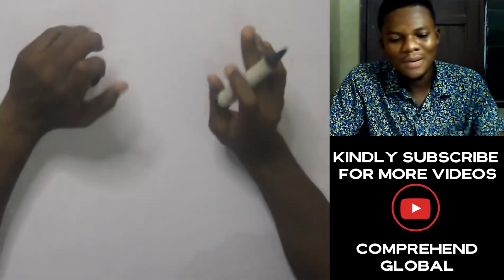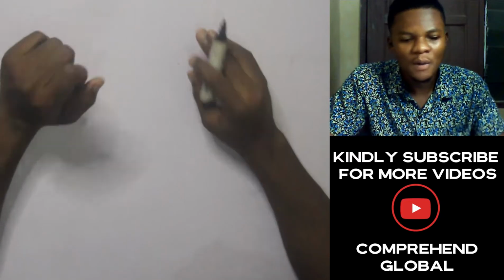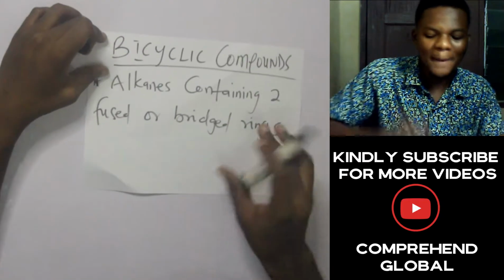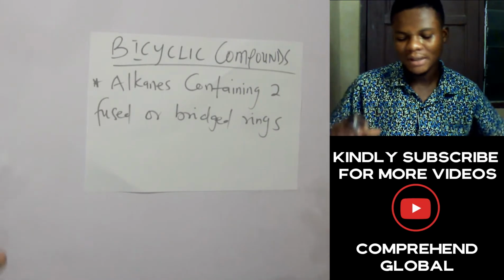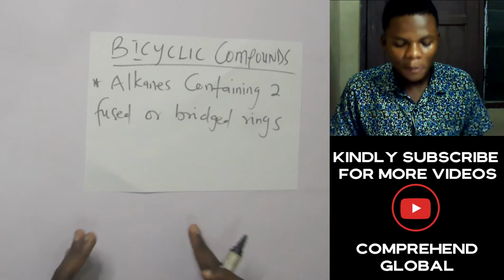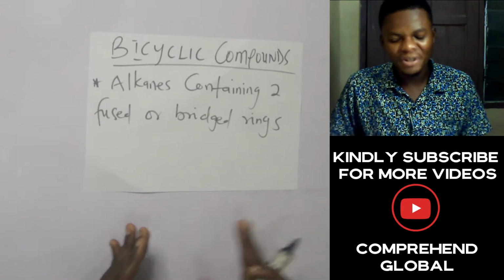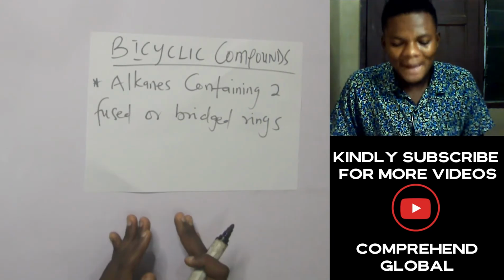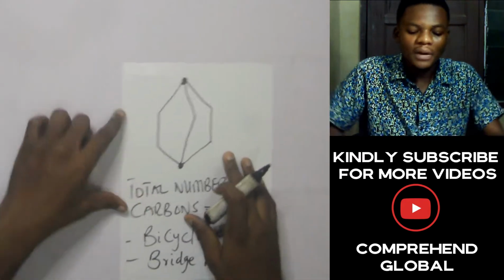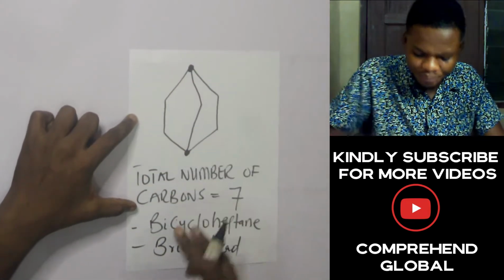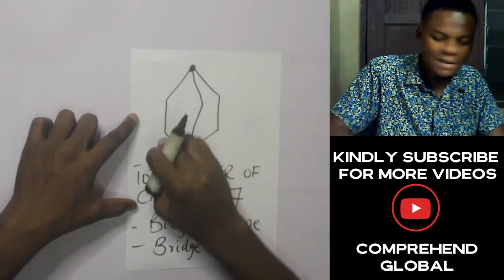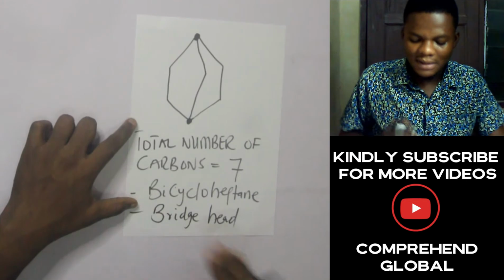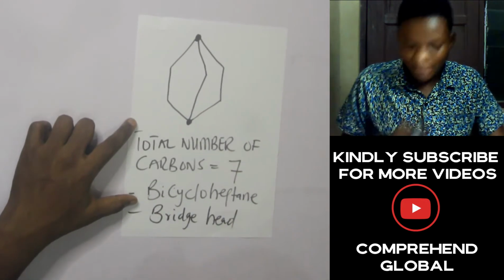Now we want to talk about bicyclic compounds. What are bicyclic compounds? Bicyclic compounds are alkanes containing 2 fused or bridged rings. So in an alkane where there are 2 fused or bridged rings, they are known as bicyclic compounds. Let's take examples to understand them more. With this particular compound, the total number of carbons is 1, 2, 3, 4, 5, 6, 7.